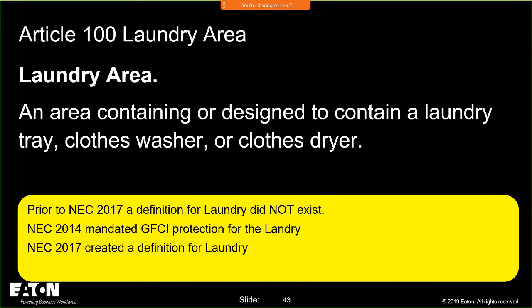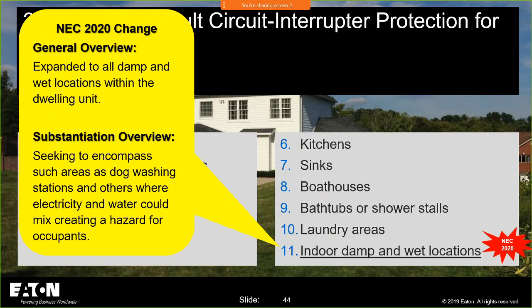Prior to 2017, we didn't have a definition for laundry, but because we had a laundry requirement for GFCIs, we had to create a definition: an area containing or designed to contain a laundry tray, clothes washer, and clothes dryer. And I know there's debate right now on what's a laundry tray. Is that an old term? I don't know. We'll wait for 2023 to figure that out.